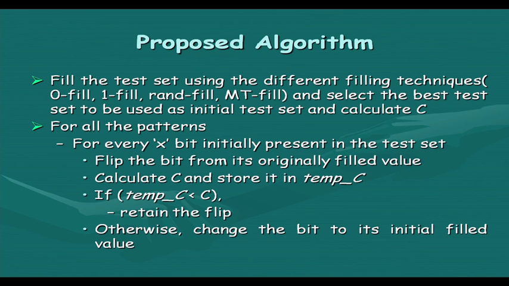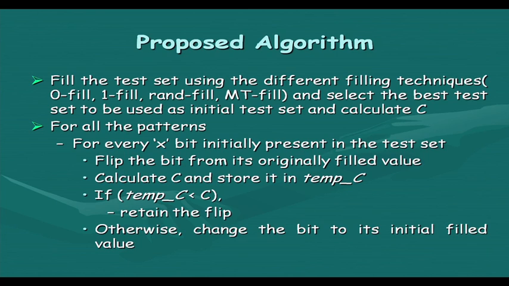To start with, we fill the test set using different filling techniques like 0 fill, 1 fill, random fill, and MT fill. 0 fill means whenever we have a don't care bit, fill it with 0. 1 fill means fill it with 1, random is randomly filling, and MT fill is the minimum transition fill. Minimum transition fill means if the neighboring bit is 0, then the x bit will be filled with 0, and if the neighboring bit is 1, it will be filled with 1. That is the minimum transition fill algorithm. These are the well known techniques for don't care filling.